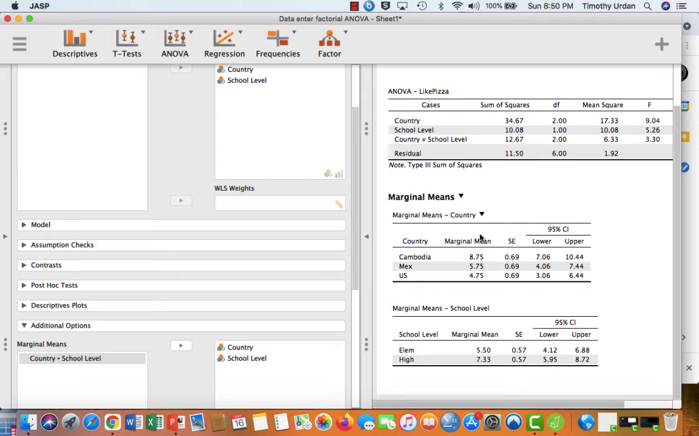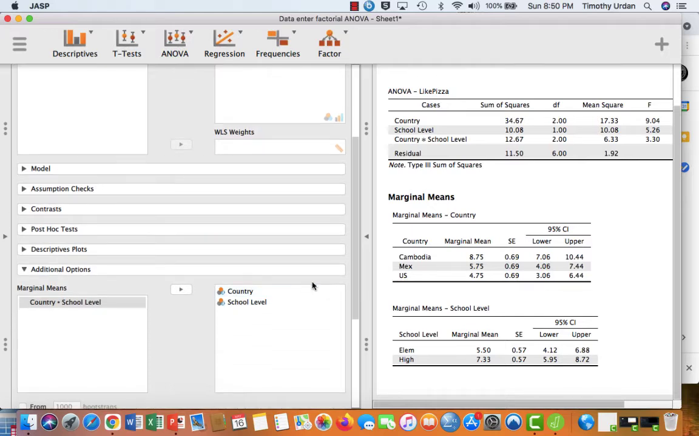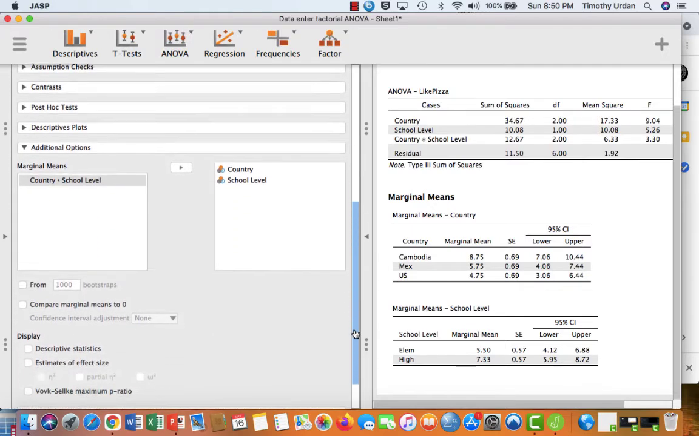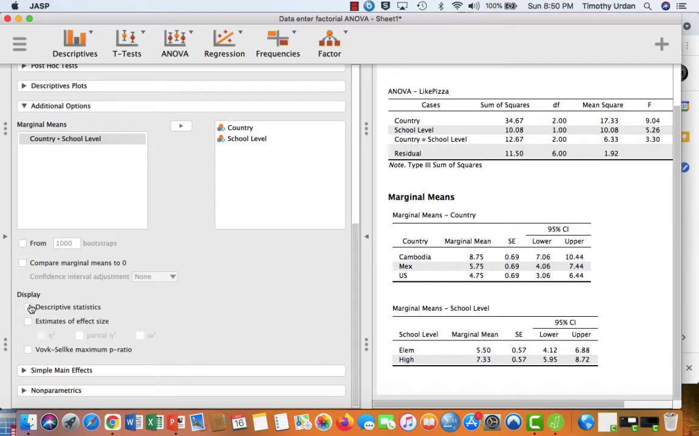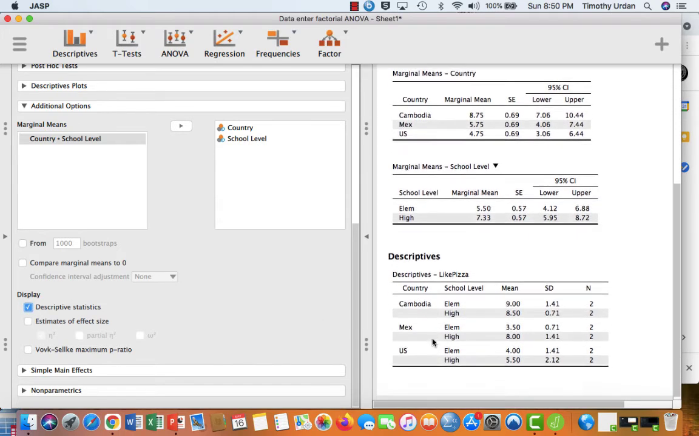That's where you see the main effects, by looking at the group means. Now, what else can we do? We can look at descriptive statistics. And when we do that, you see that it gets divided within each country.